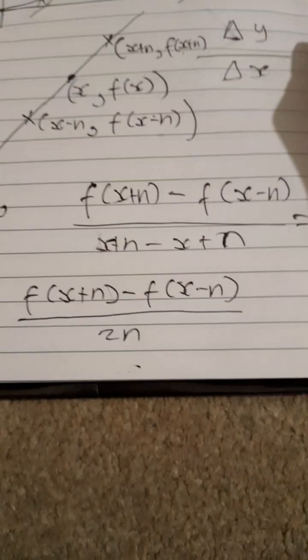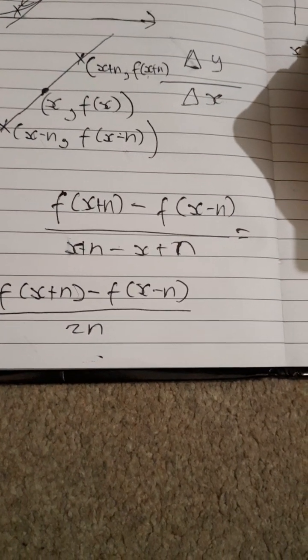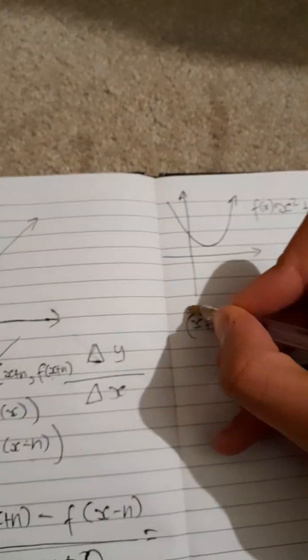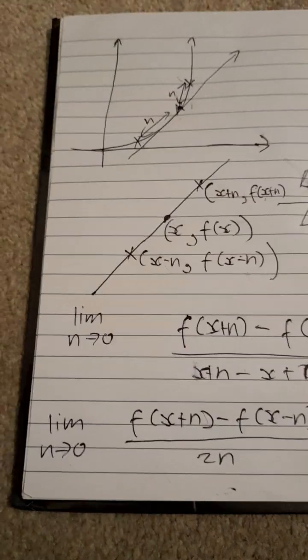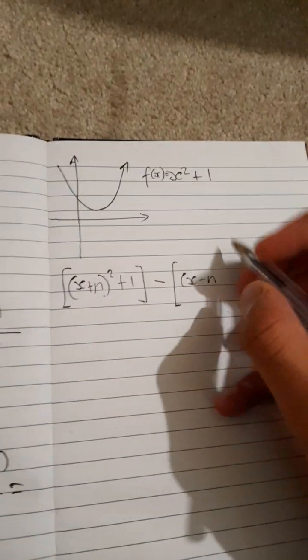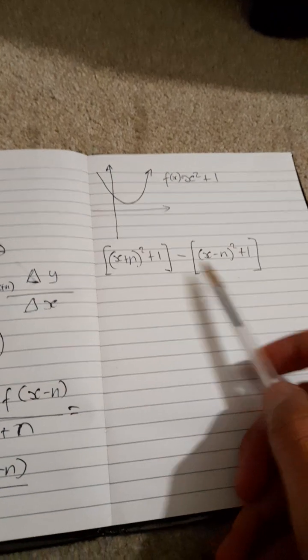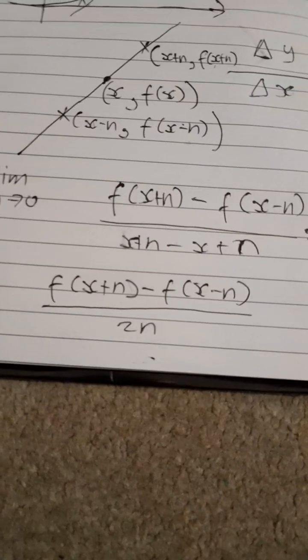So that's my first principles. It's going to be x plus n, so I'm going to sub x plus n into here. It's going to be x plus n squared plus 1. I put big brackets around it. Subtract x minus n squared plus 1. Yeah, f of x, f minus it. I'm going to subtract them, aren't I? And that's all going to be over 2n. So let's simplify this.